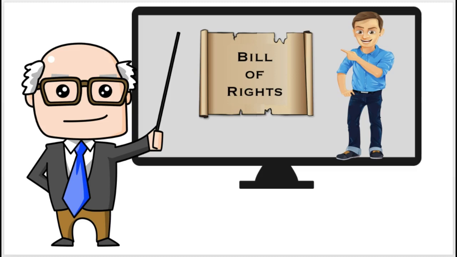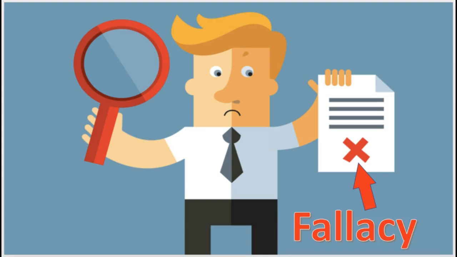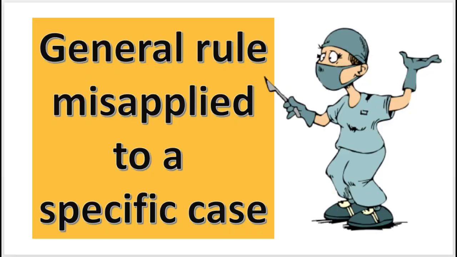All right, ladies and gentlemen, notice Frank argues that the Bill of Rights guarantees the right to assemble, and therefore they can throw a party at the local grocery store. However, Frank's argument is fallacious because the Bill of Rights does not apply to private property. Frank misapplies a general rule to a specific case.